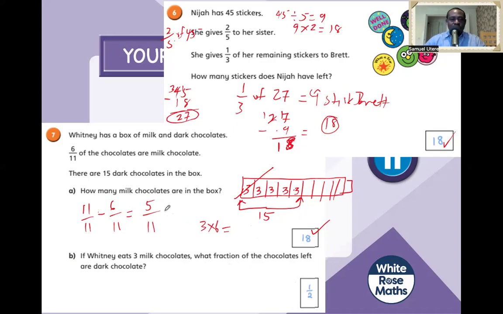So if she's eating one off, we now have 10 parts left. And then this is going to be 1, 2, 3, 4. So that will be 4 tenths. And then the other one is going to be 5 tenths. Okay, left. So it's going to be half. Okay. All right.